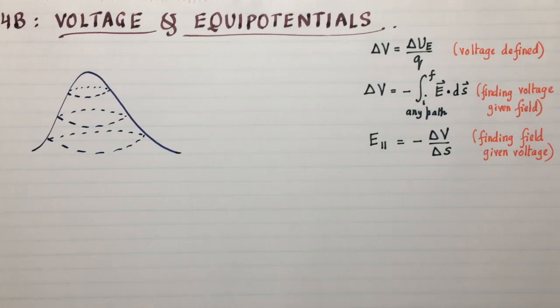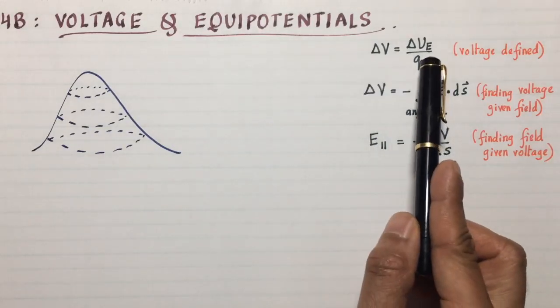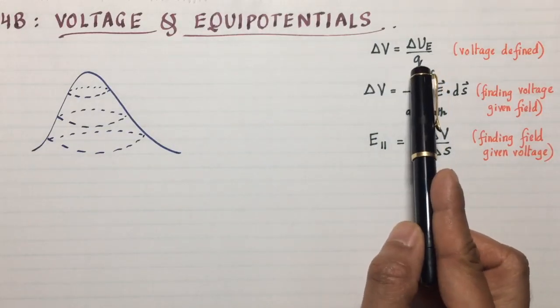We'll be studying the relationship between voltage and equipotentials. In the previous video, I defined the concept of electric potential. The change in electric potential, delta V, is given by the change in the electric potential energy per unit test charge Q.